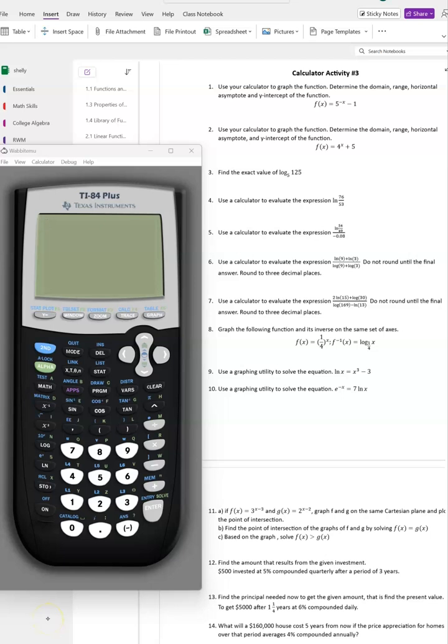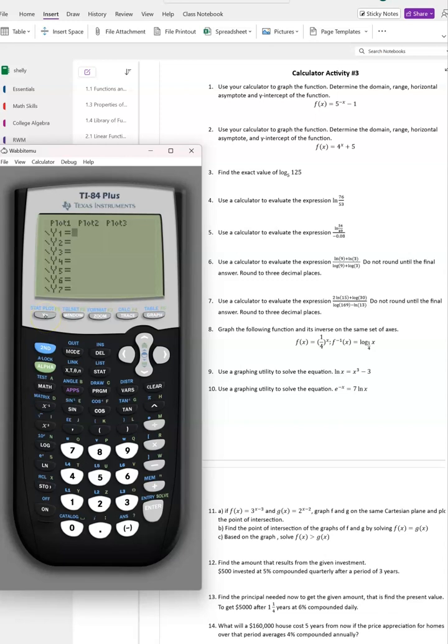Okay guys, today we're going to talk about calculator activity 3. It is the final one, yay. So let's start with the first one. Today we're going to use our calculator to graph the function and determine the domain, range, horizontal asymptote, and the y-intercept of the function. So first thing we're going to do is just put our function in.